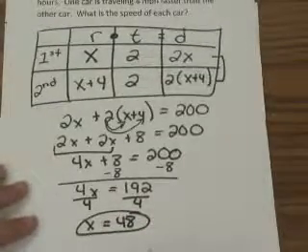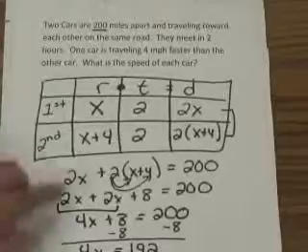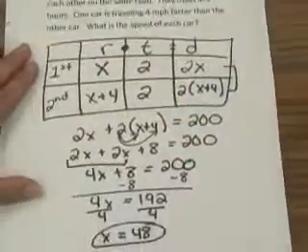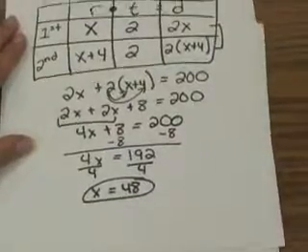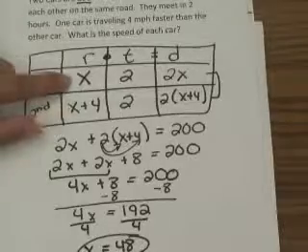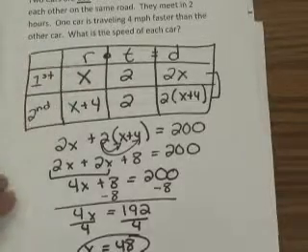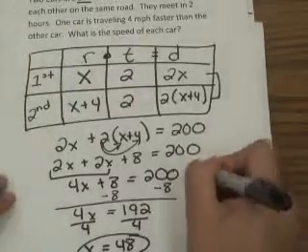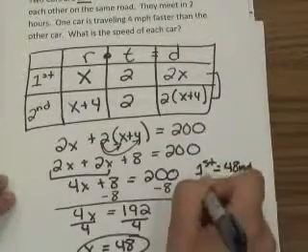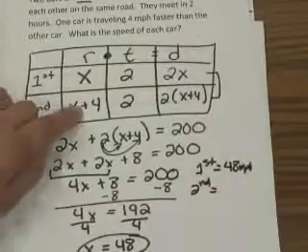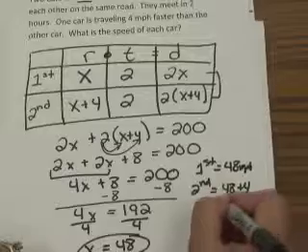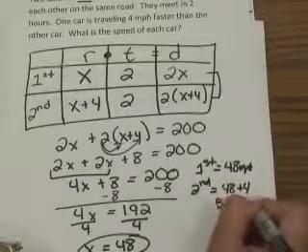Now this is the part where you have to make sure you go back and actually answer the question. Here it says, what is the speed of each car? So right now we know that x equals 48. Well, let's look at the speeds of both our cars. If this car's rate is being represented by x, that means the first car is traveling 48 miles per hour. And the second car is traveling x plus 4. So it's 48 plus 4, which gives us 52 miles per hour.